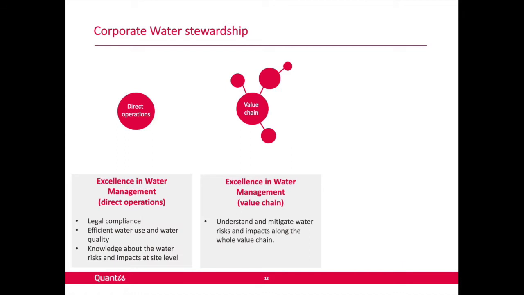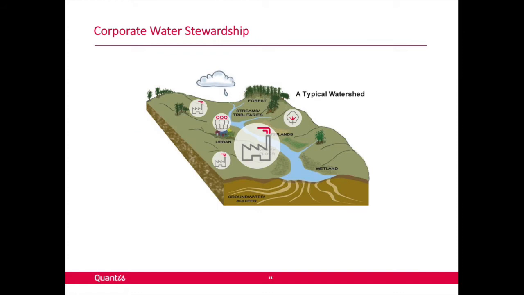So indeed, companies are responsible beyond their own operation, and it's key for them to understand and mitigate water risks and impacts along the whole value chain. And this needs to be done in close collaboration with the supply chain stakeholders and is especially relevant for the agricultural sector, but also for any other sector which has high environmental impacts upstream and downstream in their value chains. Lastly, companies are not isolated but part of many watershed actors.